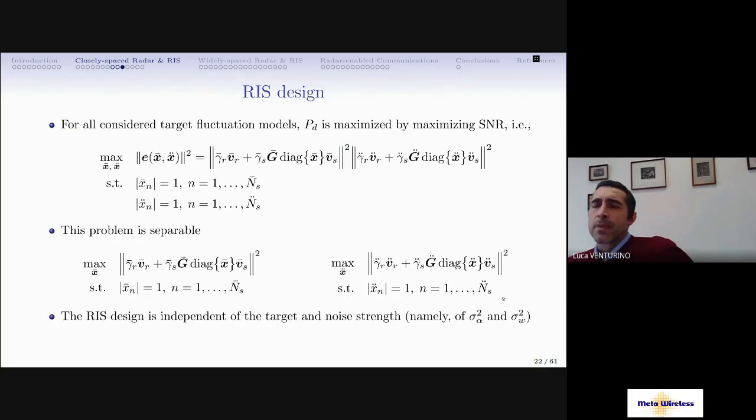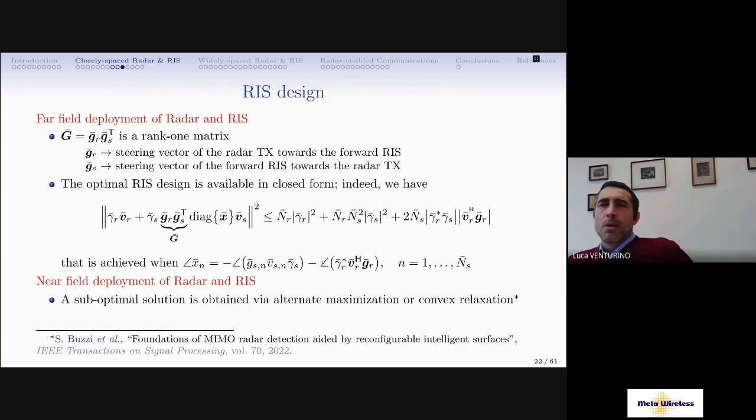So how can we solve this problem? Well, let's consider the optimization of the transmit RIS. The other one is specular, so it is solved along the same lines. We have to distinguish two operating regimes. So let's first consider the case where the RIS and the radar are in each other's far field. If this is the case, the channel matrix G between the RIS and the radar is a rank one matrix, which means that we can write it in the form of a steering vector GR of the radar transmitter toward the forward RIS times the steering vector GS transpose, which is the steering vector of the forward RIS toward the radar transmitter.